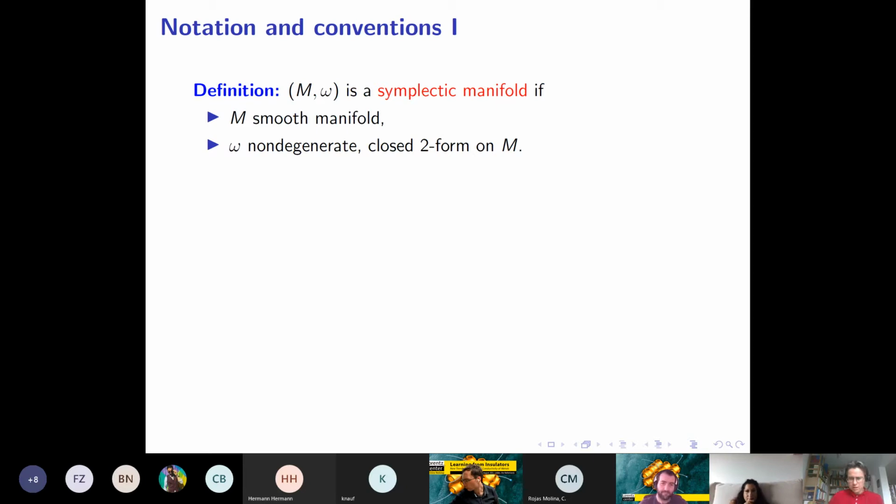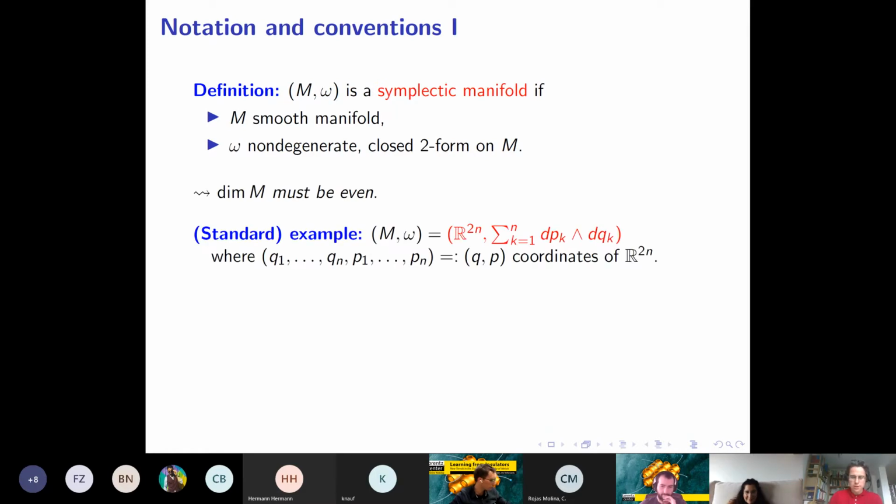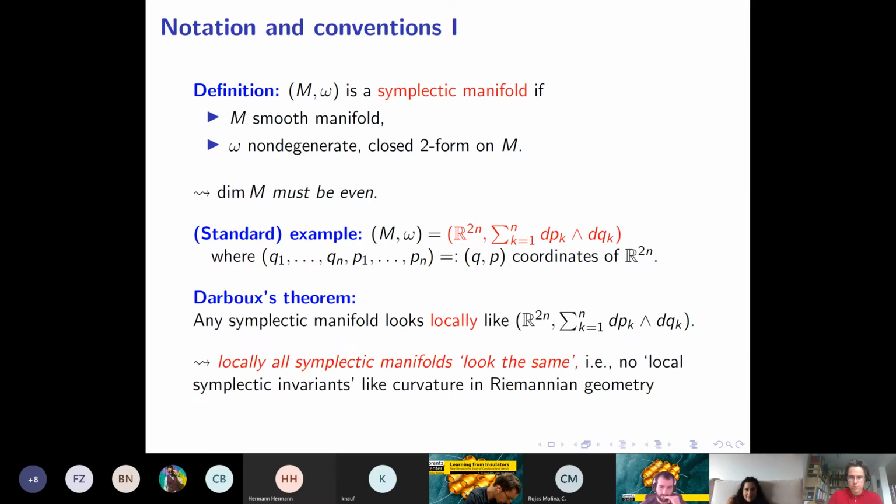Eva already gave some notation, and within symplectic geometry, people usually stick to M for the manifold and omega for the symplectic form. This is also my notation. It also implies that, when you want it to be non-degenerate, M is even dimensional. And as Eva already said, the standard example here is R^2n with coordinates Q and P, or Q1 to Qn, P1 to Pn. These are also coordinates on the cotangent bundle, when you want to see it like this.